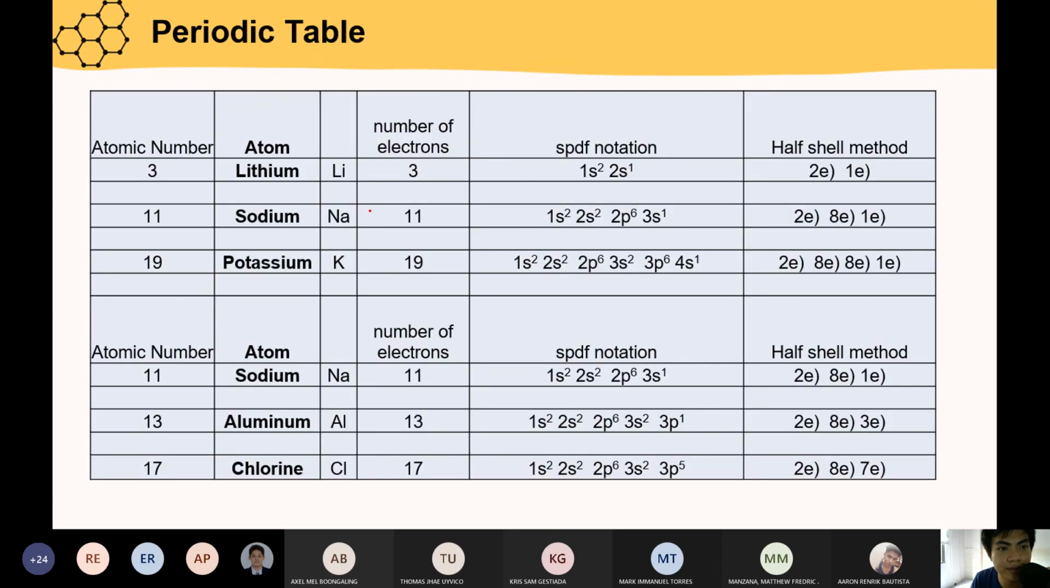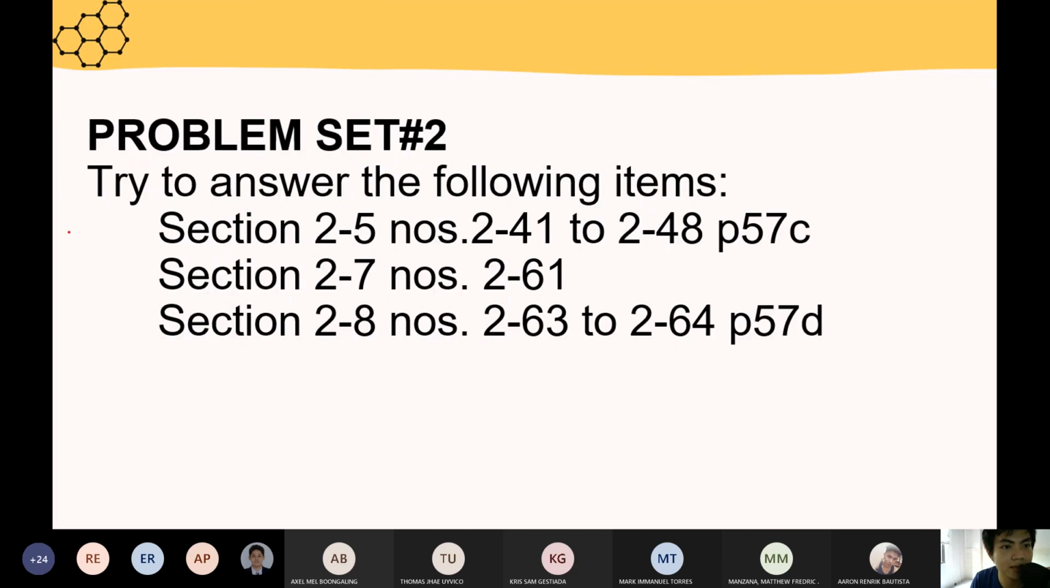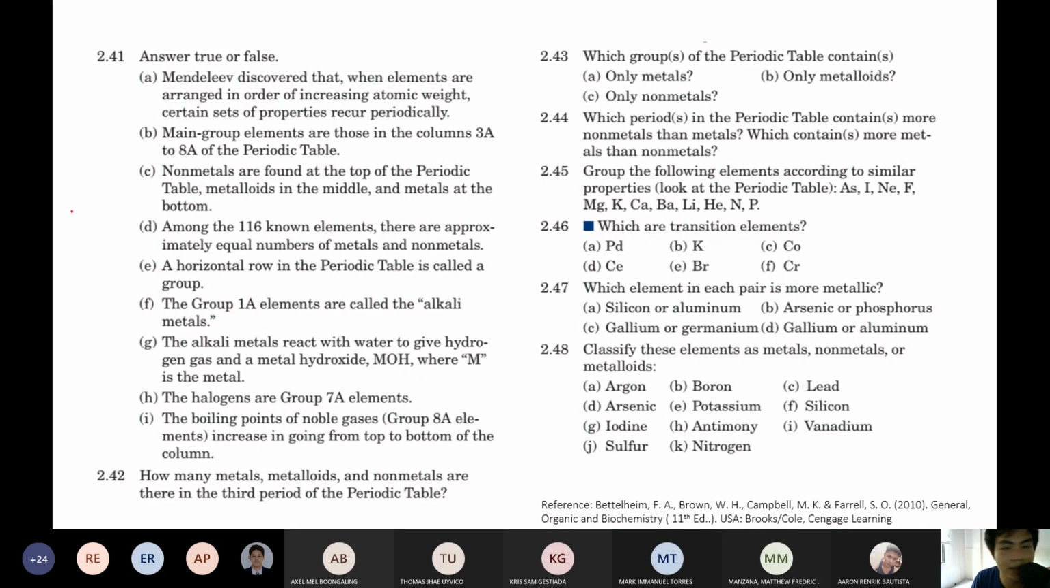So, that is all the periodic trends. This one, the electronic configuration, will be discussed in the lab, so we will not discuss it here. So basically, that's it. We are done. Try to answer the following items.